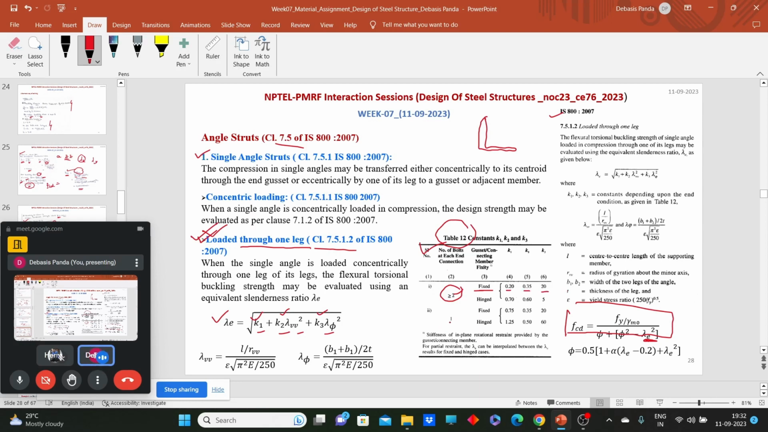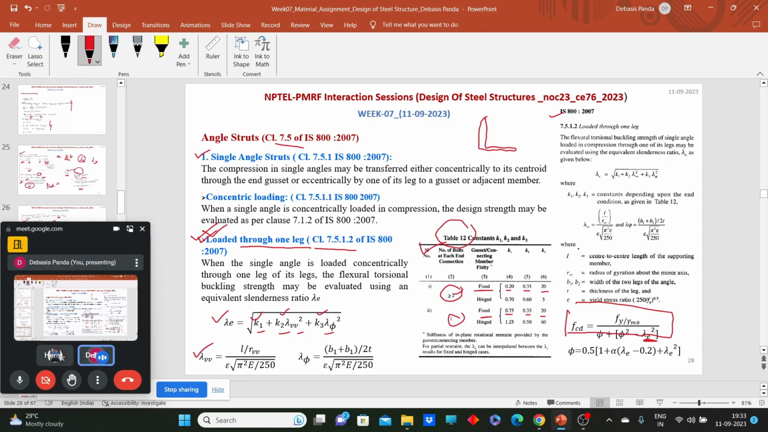Now if we have 1 bolt or the condition is fixed, then subsequently the value will change. And using table 12, we can find the value of K1, K2, K3 based on the number of bolts used there or the fixity condition, whatever it is, if this is a fixed case or a hinged case. And the value of lambda VB, how can we calculate it?